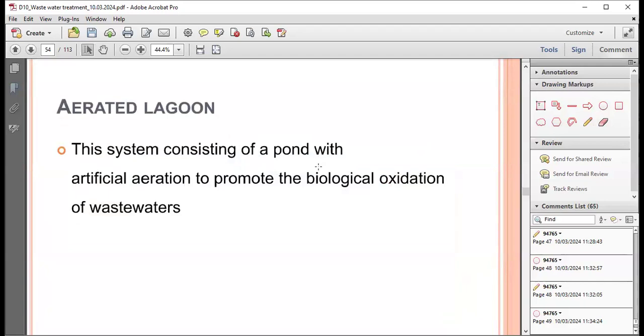Aerated lagoon. This system consists of a pond with artificial aeration to promote the biological oxidation of wastewater, right? This is the biological oxidation, right?